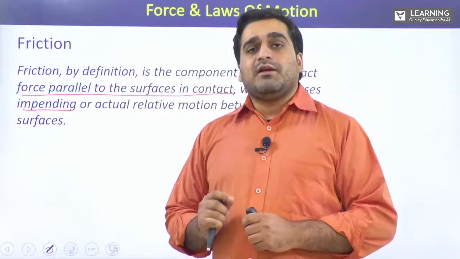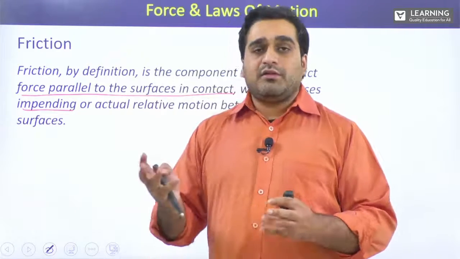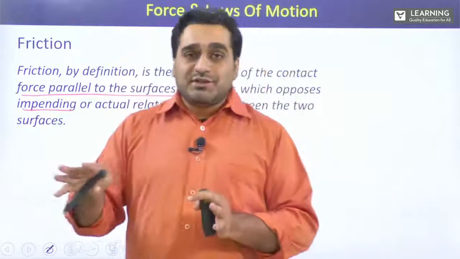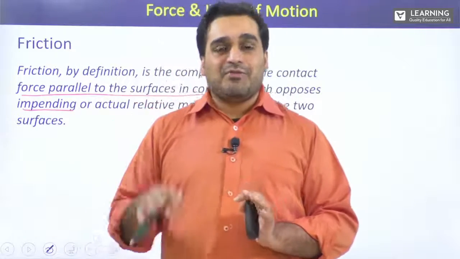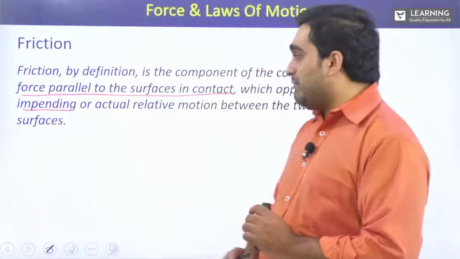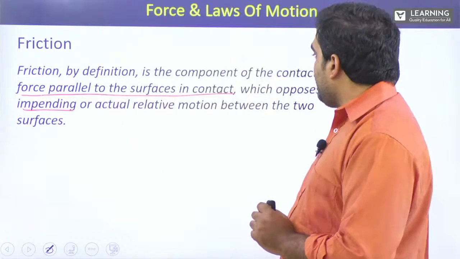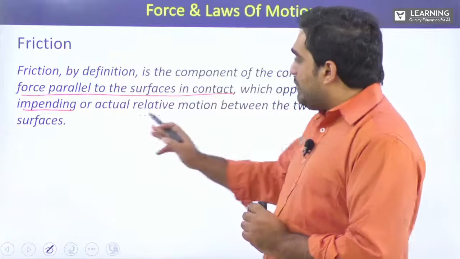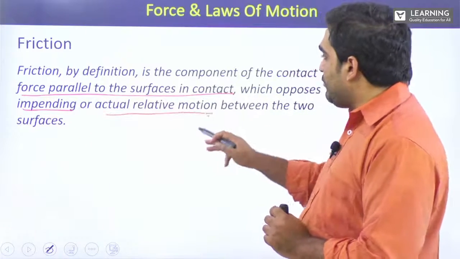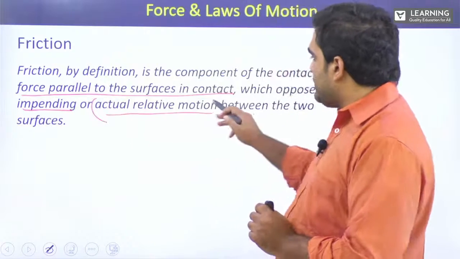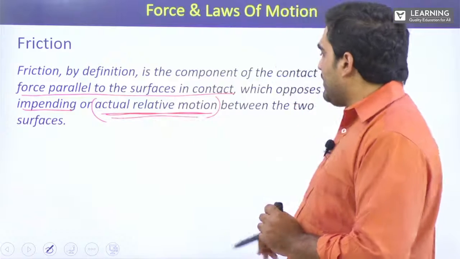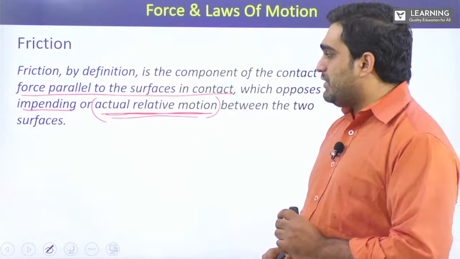Impending means motion in the absence of friction. Motion in the absence of friction is what is called impending motion. So here this friction opposes the impending or actual relative motion. Let us try to understand this particular definition: actual relative motion between the two surfaces.